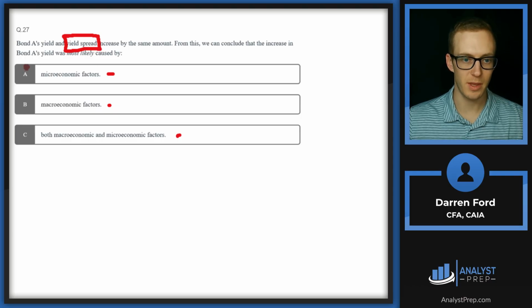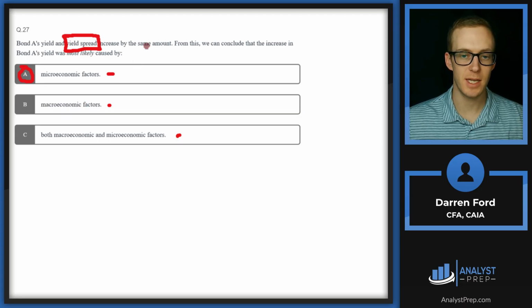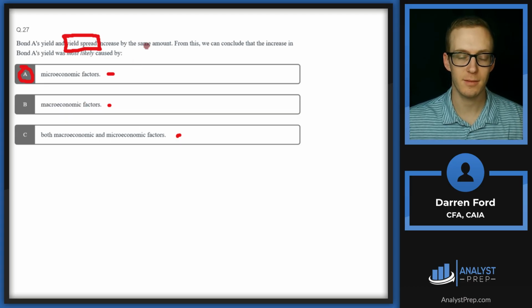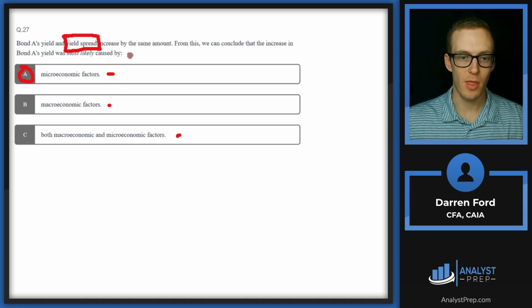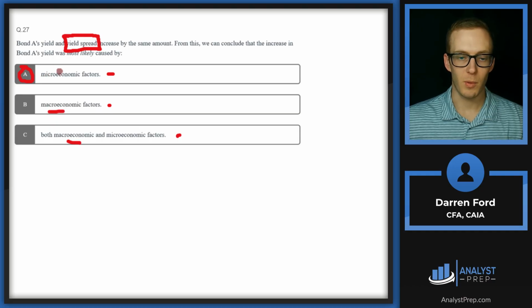So I would lean towards going with answer A here, microeconomic factors. Where this would become macroeconomic factors is if there was some detail on the economic conditions and if the market interest rates overall increased to some extent, then we would have macroeconomic involved. So microeconomic is going to be company focused. Macro is going to be the overall market. So if we saw some bump in overall market yields, then we would start to have both, or answer B. But we're going to have answer A here.